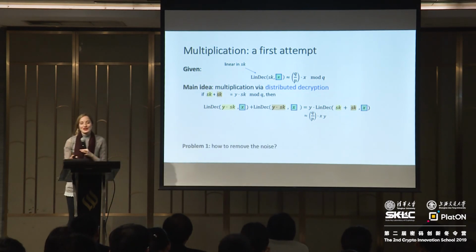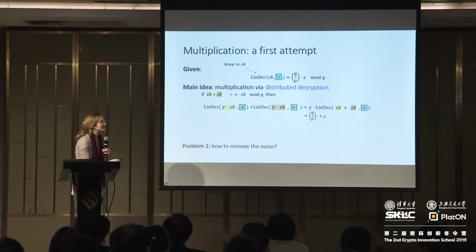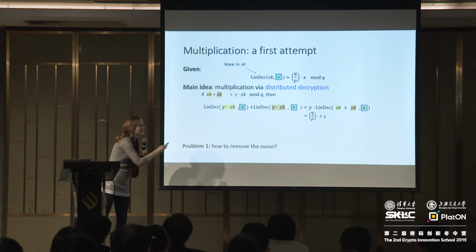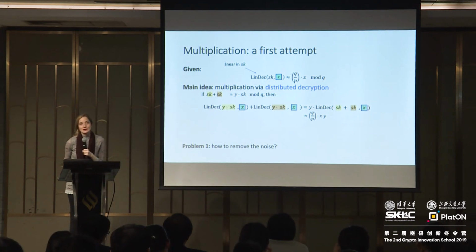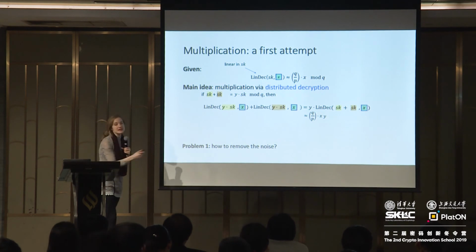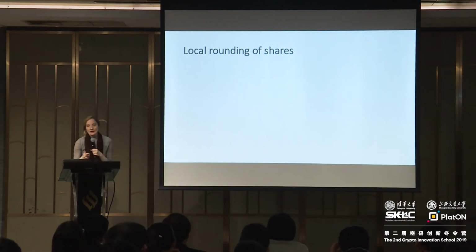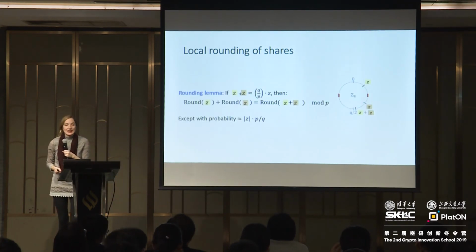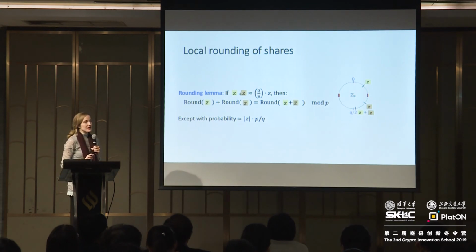Okay, so the first problem is this squiggly equals. This is not equal to. In fact, it cannot be equal. The decryption can't actually be linear in the secret key. So how can we somehow try to remove this error noise? This is the first step here of a local rounding procedure.